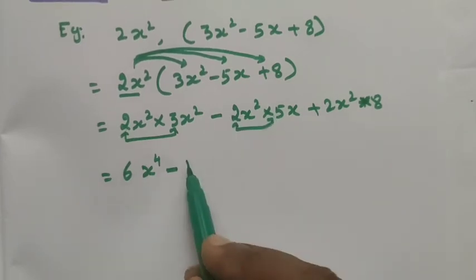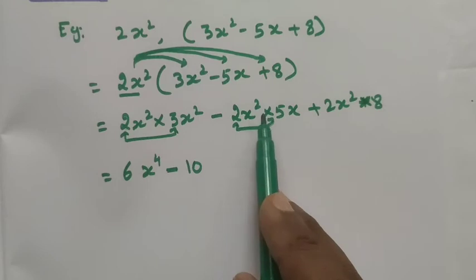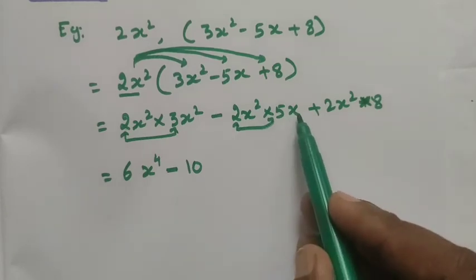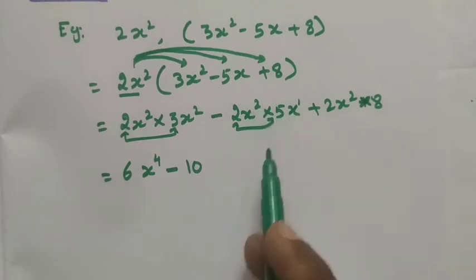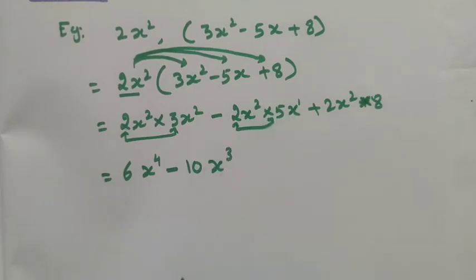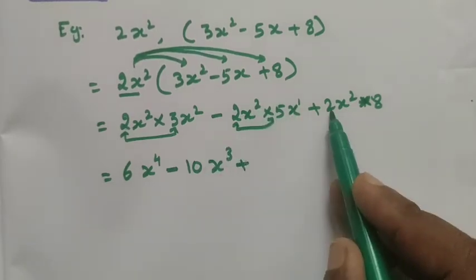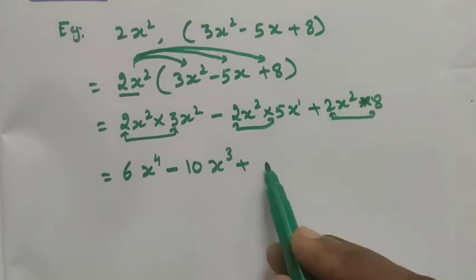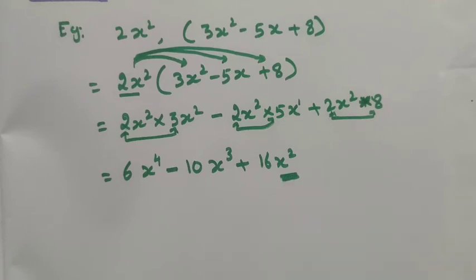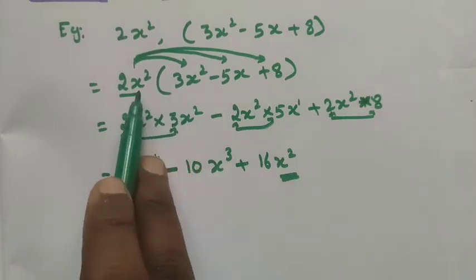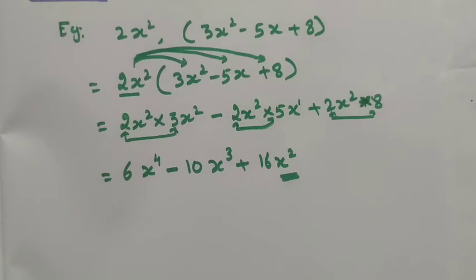2 into 5 is 10, x square into x. Here when we simply say x, it means we have the power 1. So 2 plus 1 is 3, that is x cube, plus 2 into 8 is 16. Here we have x square only. So this is the answer. This is the way to multiply a polynomial by a monomial. When you take the monomial inside the bracket, each and every term should be multiplied.